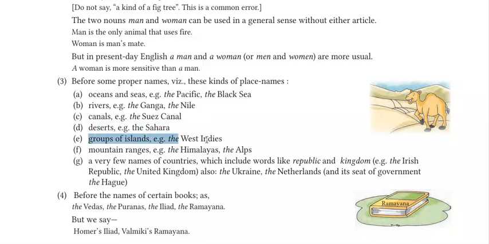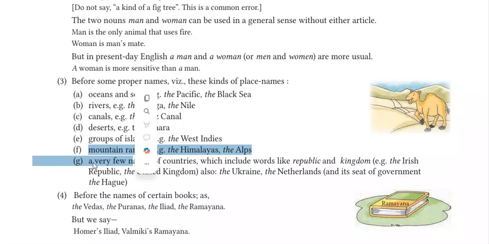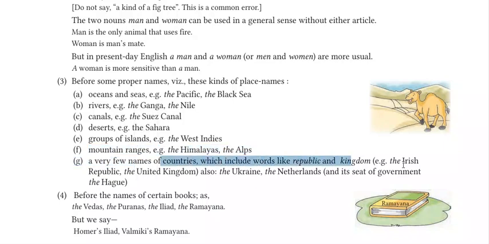The group of islands, the West Indies. So islands can also be used with the definite article. If you're talking about mountain ranges, it means the Himalayas, the Alps, the Karakoram. These also use definite articles. You have to put the with these. A few names of countries which include words like republic and kingdom, the Irish Republic, the United Kingdom, and also the Ukraine, the Netherlands, and its seat of government, the Hague, right?